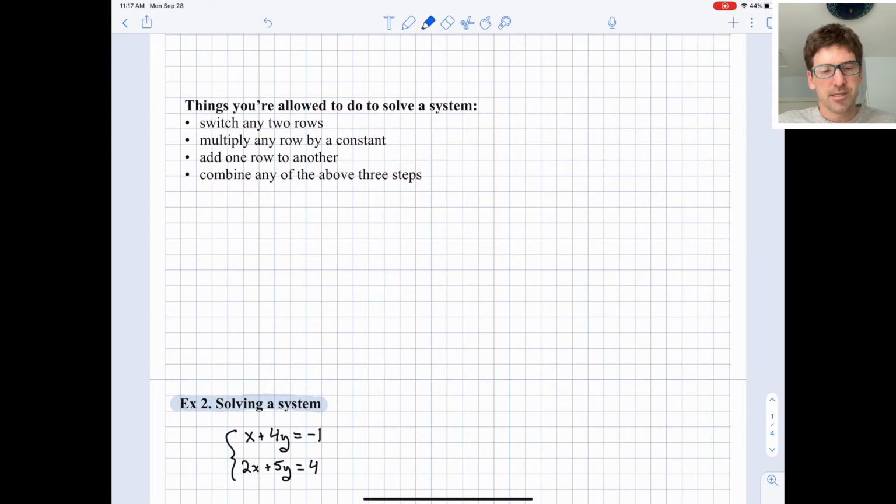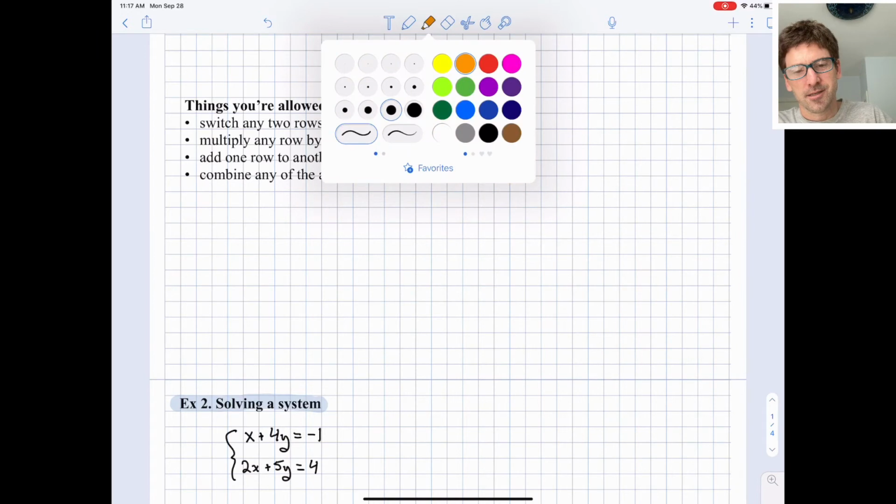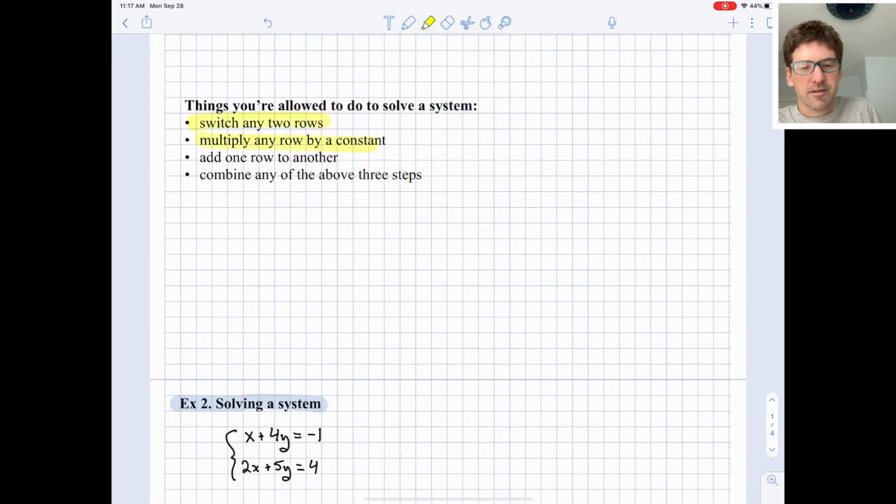So things we're allowed to do when we solve a system, and then we'll solve one system using a matrix. We can switch any 2 rows. That really just means switching the order of the 2 equations. So that's not changing anything, right? We can multiply any row by a constant. That just means we're multiplying the left and the right side of an equation by a constant. That's allowed as well. We can add one row to another. We've done that a lot with the elimination method in solving systems of equations. And then we can combine those 3 steps. Okay, so those are sort of our tools available to us.